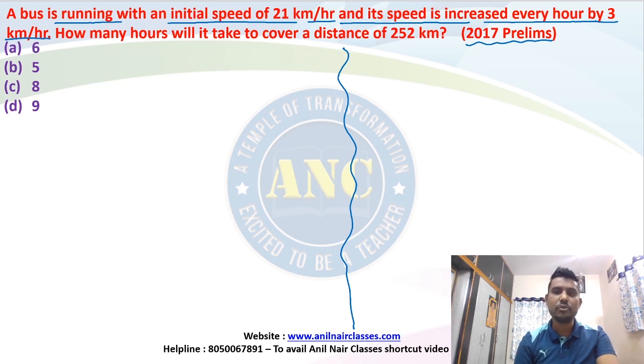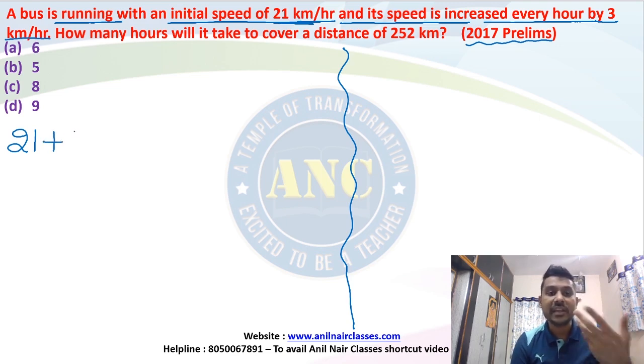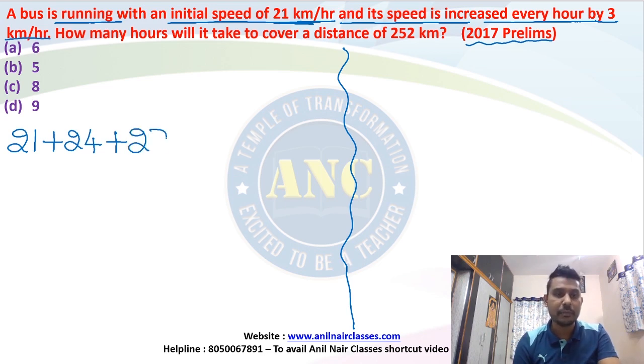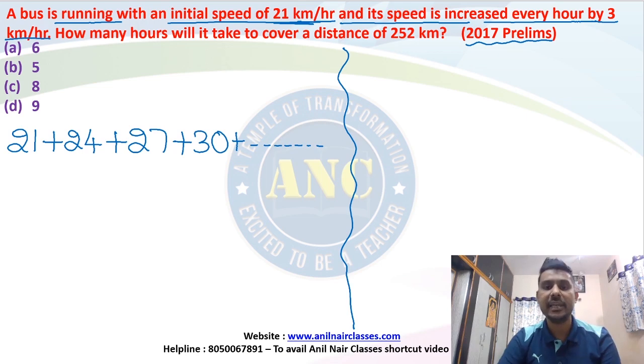That means in the previous question it was a 2 kilometers per hour increase. In this question it is a 3 kilometers per hour increase. Now, it is saying that a bus is running with an initial speed of 21 kilometers per hour. So, initially it was traveling at 21 kilometers per hour. For the second hour, it will increase by 3 more. It becomes 24 kilometers per hour. For the third hour, it will increase by another 3. It will become 27 kilometers per hour. Next, it will be 27 plus 3, which is 30. And it keeps on continuing.